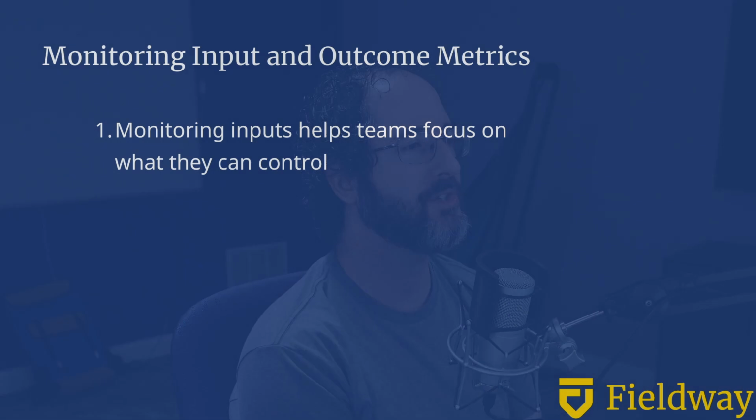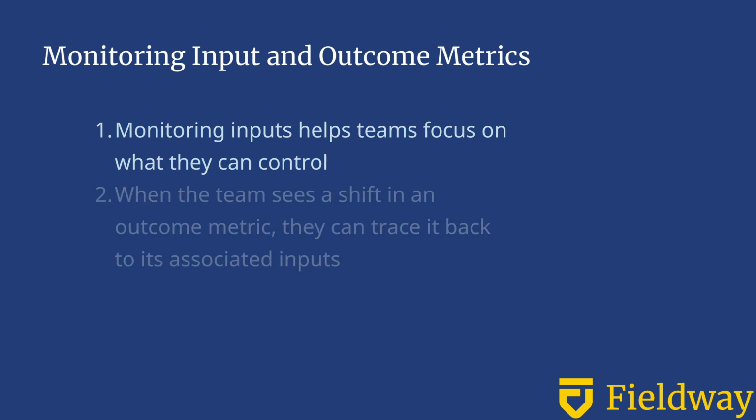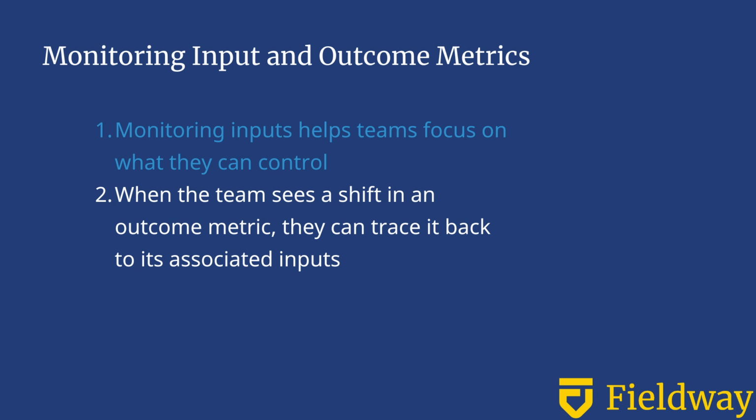The power of monitoring both input and output metrics this way is twofold. First, it helps teams focus on what they can control, the specific technical decisions and processes that affect page load time. Second, when they do see shifts in their outcome metric, they can trace them back to specific changes in these controllable inputs. This makes troubleshooting more systematic and effective than reacting to slow page loads in isolation.